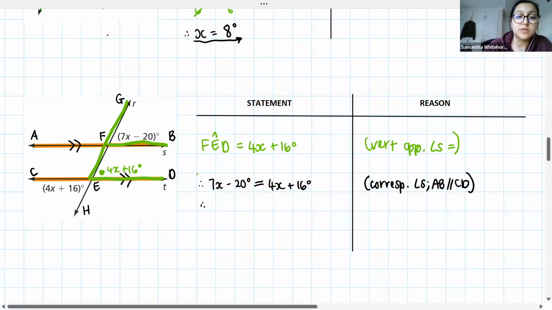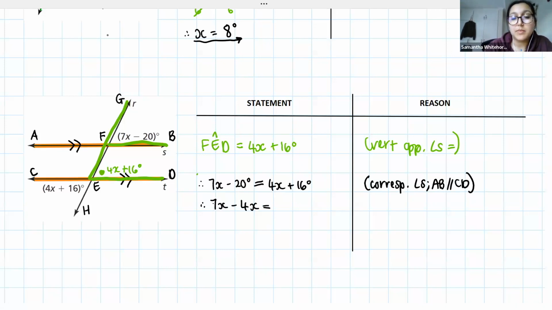And now we're going to solve. So I'm going to bring that 4x over, making it minus 4x. I'm going to bring the minus 20 over to the right, making it positive 20. 7x minus 4x is 3x is equal to 16 plus 20, which is 36. I want to divide both sides by 3 in order to get x alone. And so x is equal to 12 degrees. I don't like how I've written that. Let me try that again. I apologize. X is equal to 12 degrees.